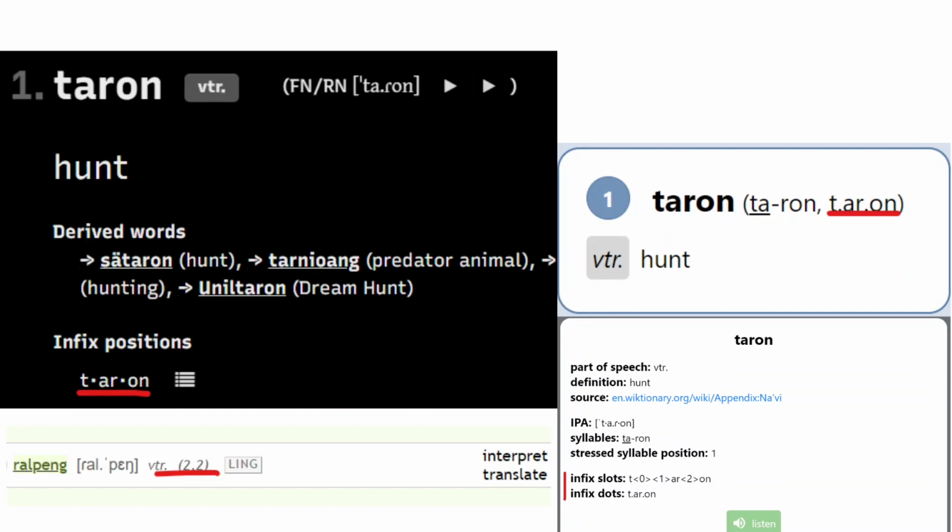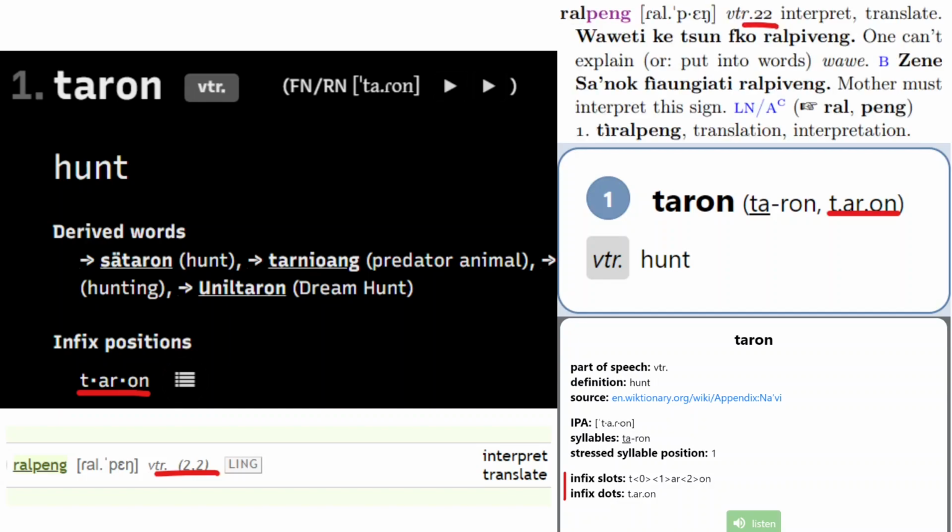The same also goes for the annotate dictionary. There we have exactly the same. It doesn't show it for verbs like taron, where it's regular, but it shows it for ralpeng, for example, where everything goes into the second syllable. So there again, they show it with a 2-2, meaning that both infix positions go into syllable 2.